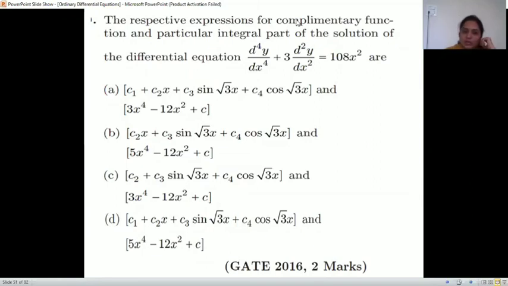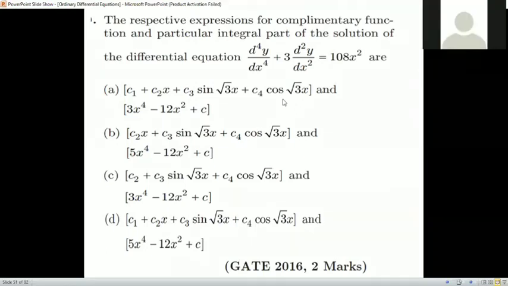So what are the values of D? What are the values of D here? Please unmute and talk. What are the values of D? 0 plus minus root 3i. Yes, 0, 0 twice and plus minus root 3i. So how is the complementary function?